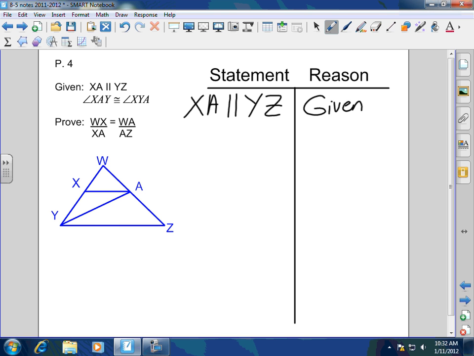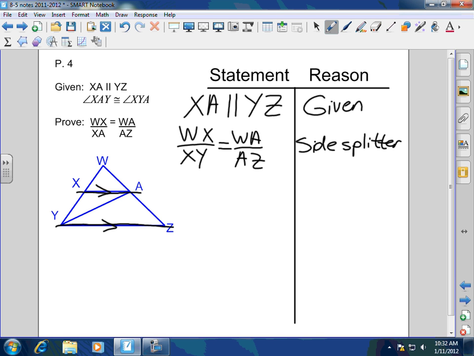They tell us that XA is parallel to YZ. Well, isn't that side splitter right there? So since I have XA parallel to YZ, and it's parallel to one of the sides of a triangle, and it intersects the other two sides of the triangle, then I can immediately state that WX to XY, remember we're not going small to large here, we're going piece to piece, is going to be congruent to WA to AZ, and that would be side splitter.